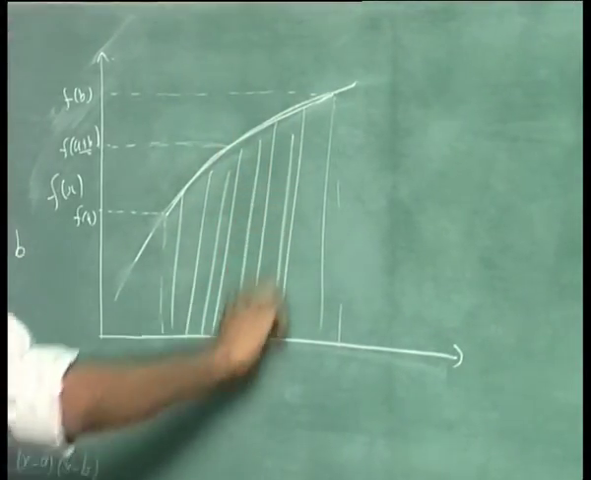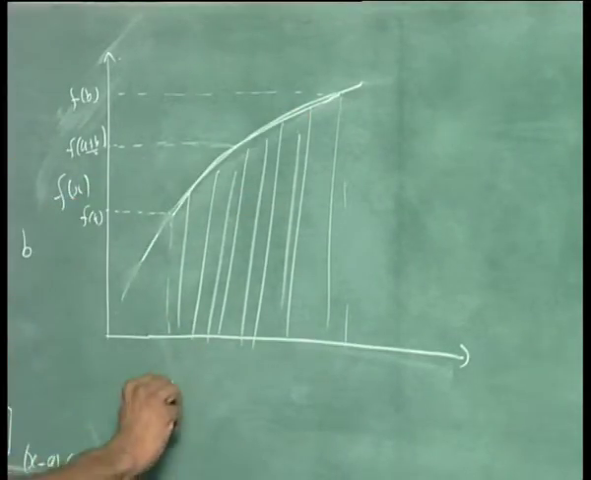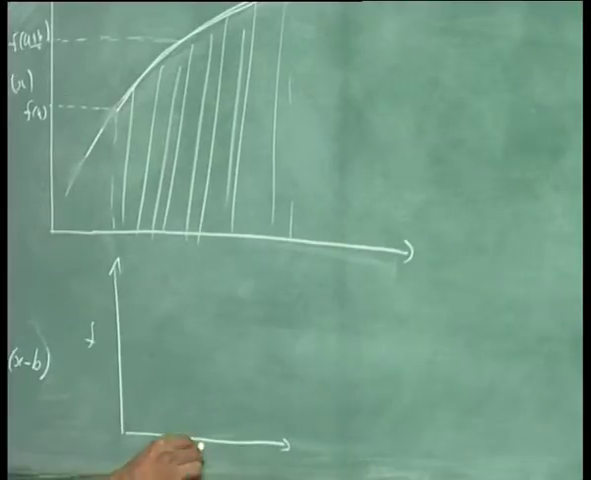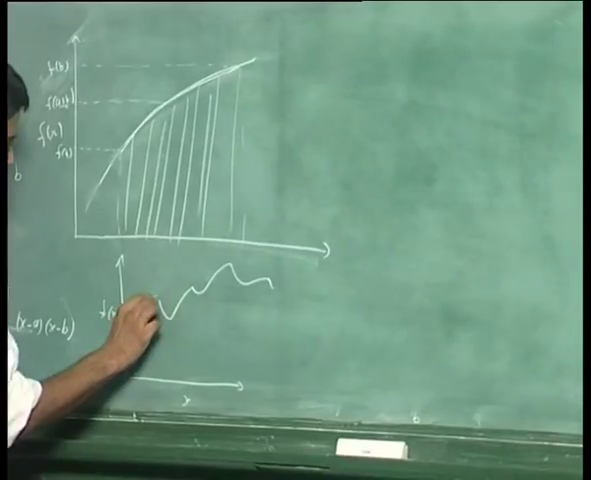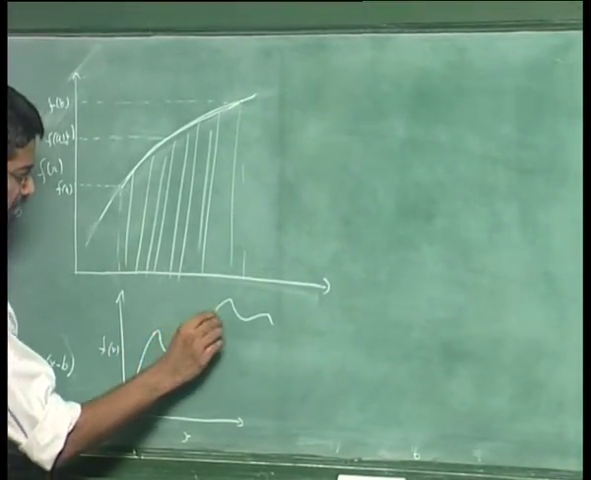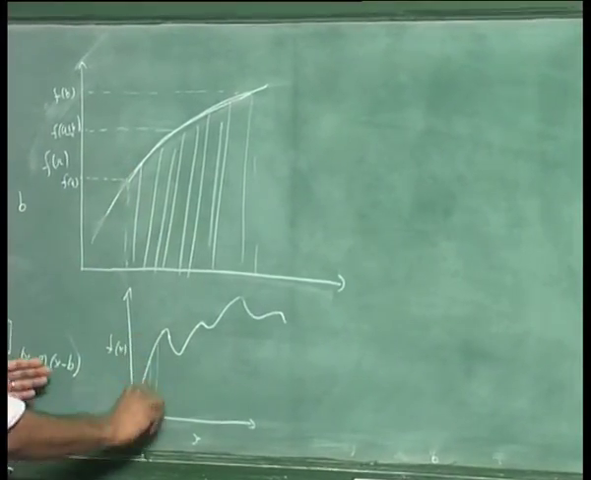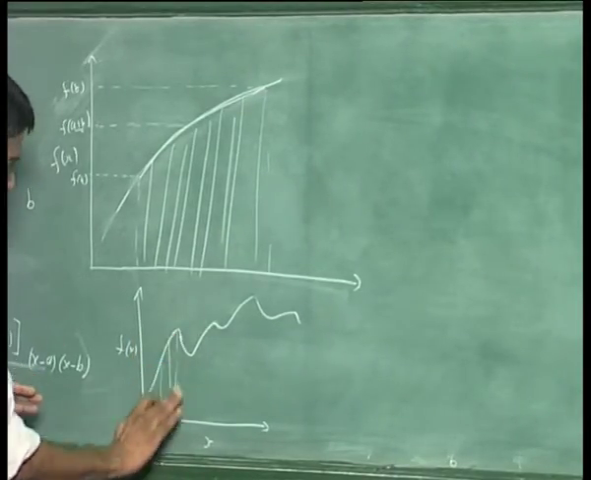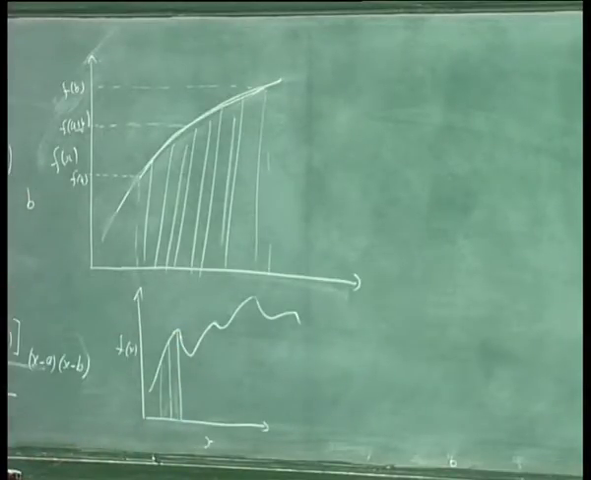In cases where the function is not so smooth in the interval a to b, you could have f of x versus x with some curve like that, not so kinky but smooth. In that case we could again split this into smaller intervals, evaluate the integral for each of these intervals, and then compute the total integral as a sum of all those integrals.